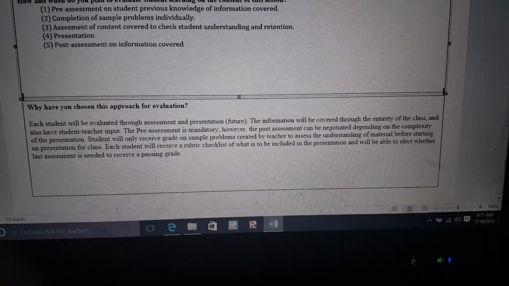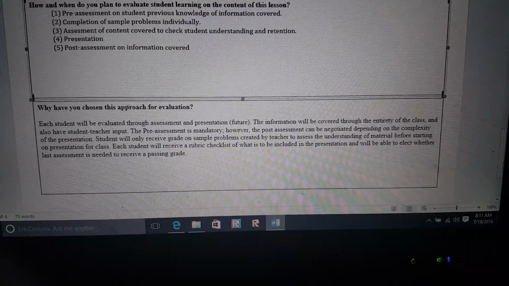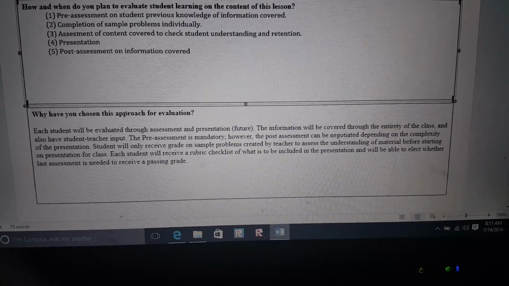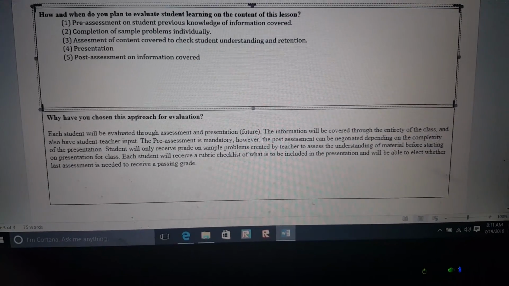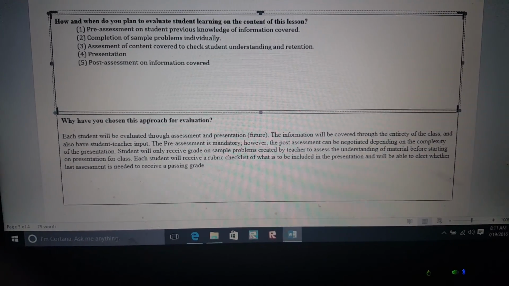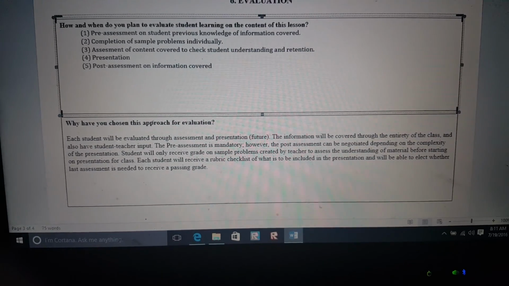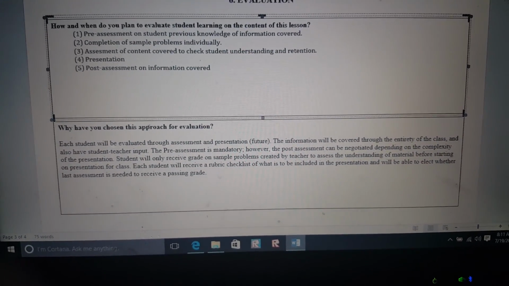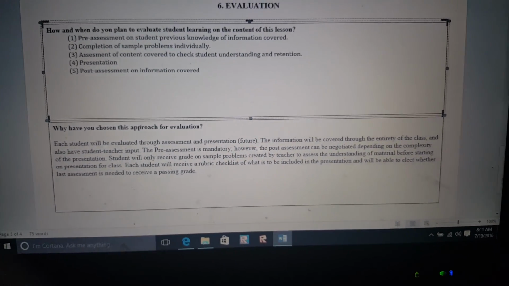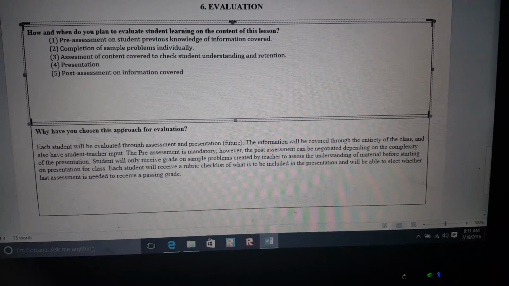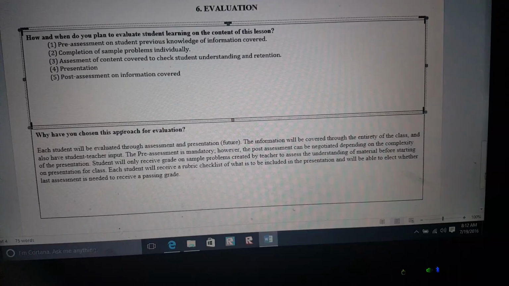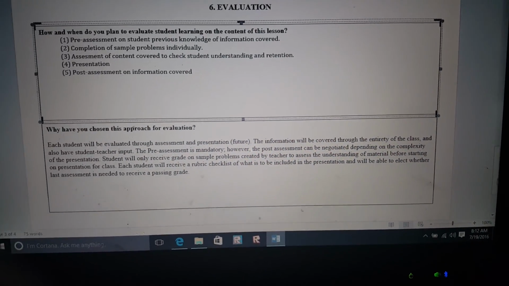Each student will receive a rubric checklist of what is to be included in the presentation and will be able to elect whether the last assessment is needed to receive a passing grade. So I don't want to make it too hard for them, but I do want them to understand how important it is for them to understand the entire lesson. So I have several ways to check their assessment just in case one does not work, because we all know that each student is different.